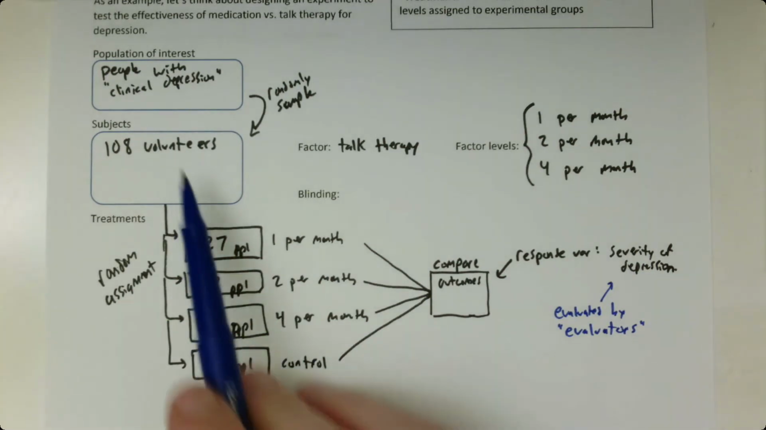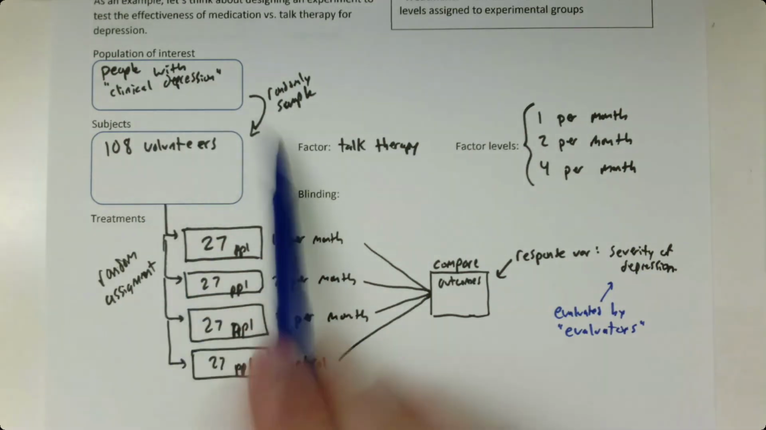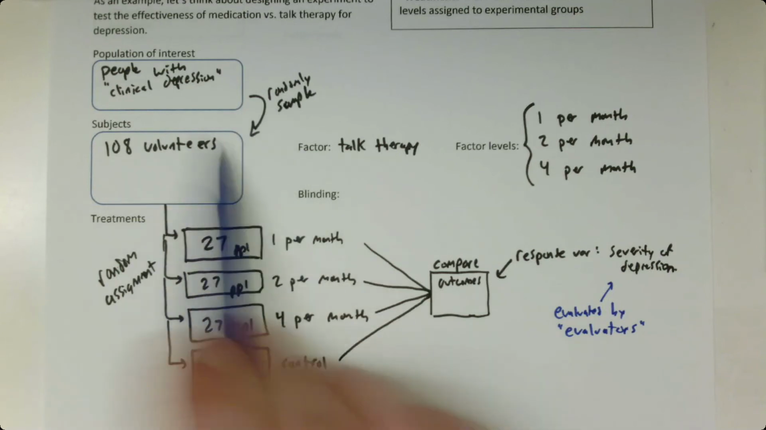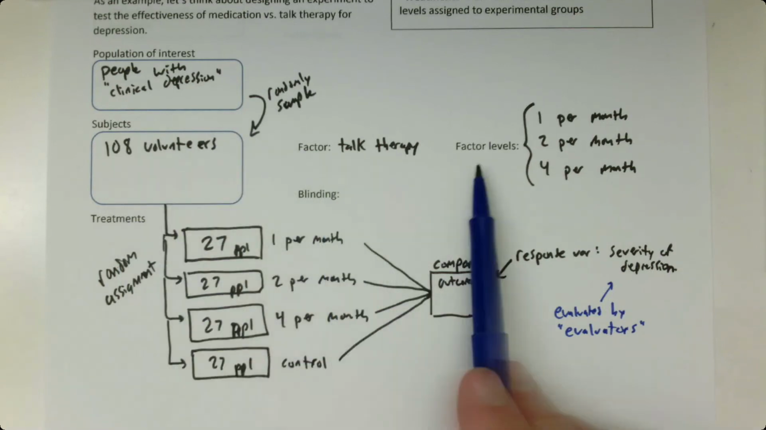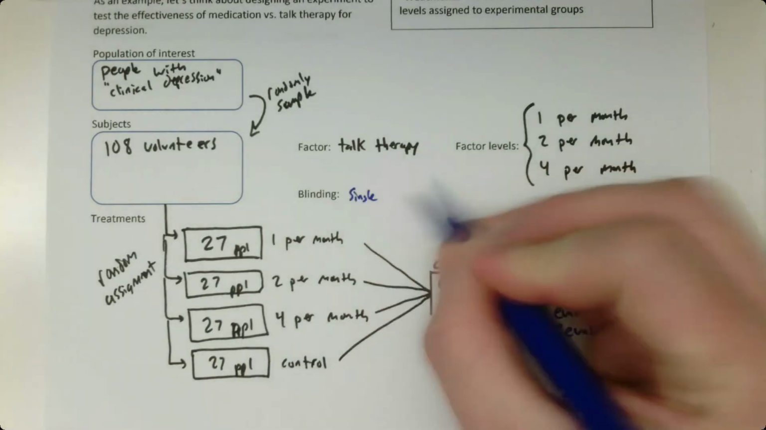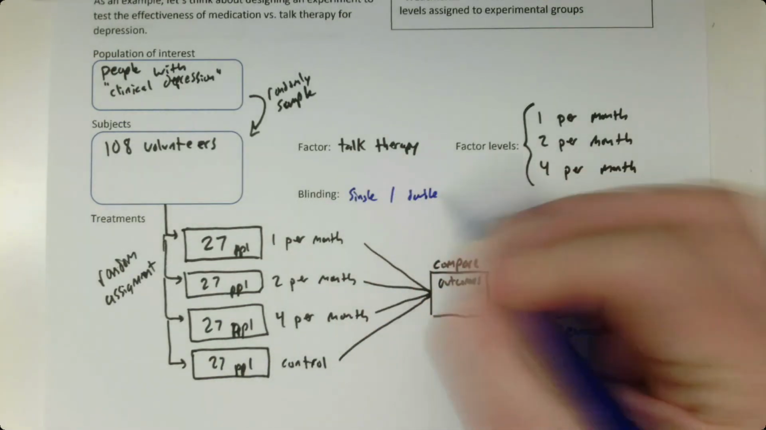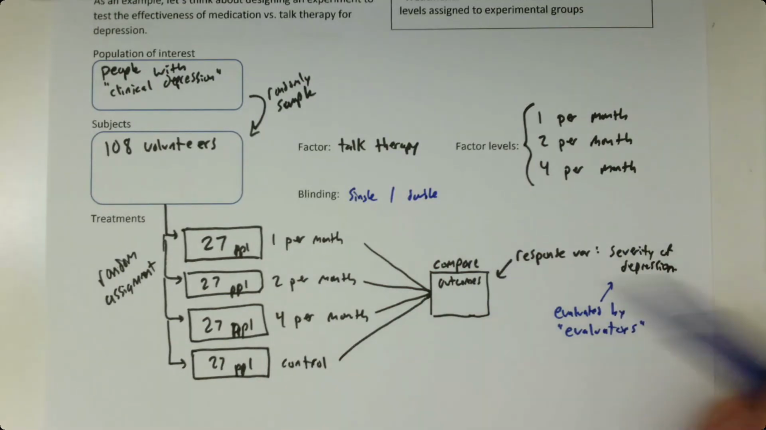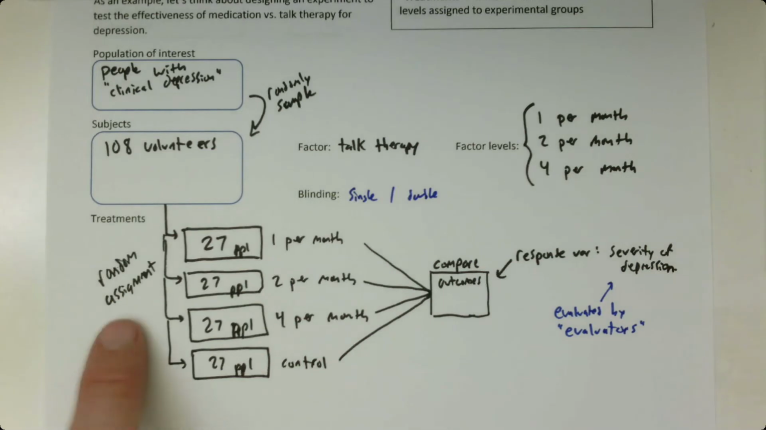Okay, so like on an FRQ, if you were going to be writing down your experimental design, you would want to mention your population of interest, how you were sampling to get your subjects, what the factor and the factor levels are, and then for blinding, you would say single or double, or you could say unblinded if you weren't blinding your experiment, and you'd probably have to describe how. And then you would say that you were randomly assigning your subjects to the treatment groups and the control group.